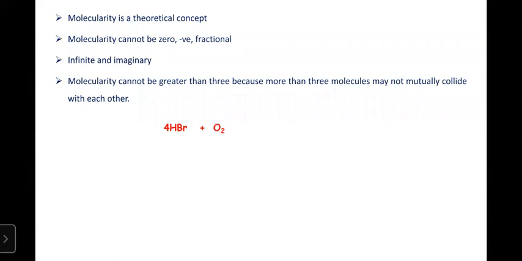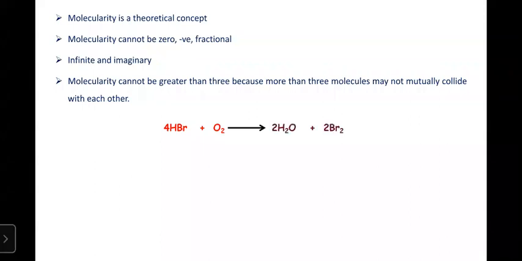So, for example, look at this. Here the 4 molecules of HBr are there, right? Then 1 molecule of O2. According to the reactants, 5 molecules are involved. According to collision theory, molecularity cannot be greater than 3, because more than 3 molecules may not mutually collide with each other, right? So, we can consider this a complex reaction.